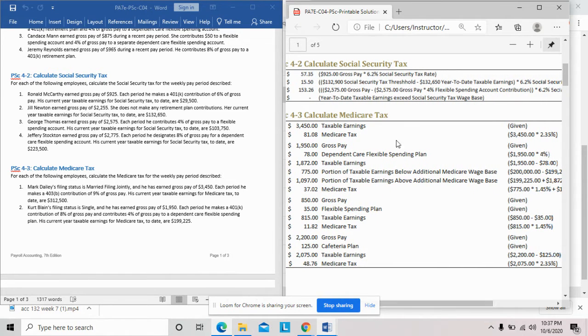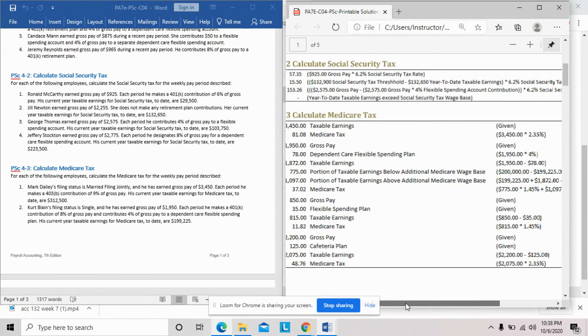The dependent care flexible spending plan is multiplied by the gross pay, 1950 times 4%, to get the dependent care flexible spending plan of $78. To find the taxable earnings, you take that 1950 and you subtract $78 to get taxable earnings of 1872.